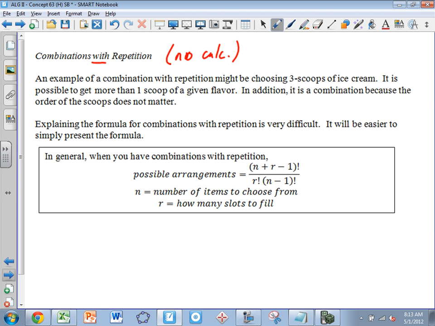But realistically, the order doesn't matter. In the end, you're still getting 3 scoops of whatever you chose, right? It does not matter the placement of the order here. It doesn't really matter. Just like, remember the Mega Millions example we did?